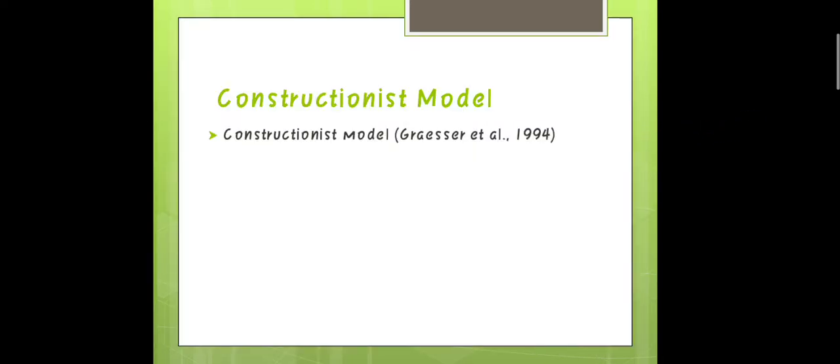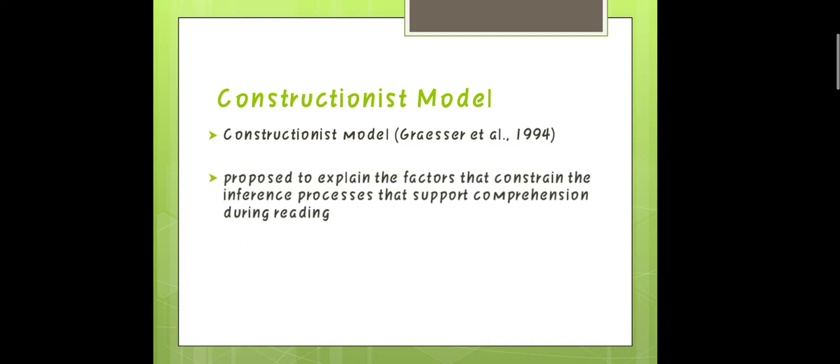So, the constructionist model is conceptualized by Graesser and others in the year 1994. This was proposed to explain the factors that constrain the inference processes that support comprehension during reading. That is to say, this was proposed to look at what hinders the process of inferencing of the learners during reading to fully comprehend a text.